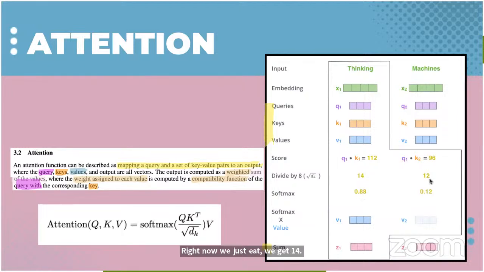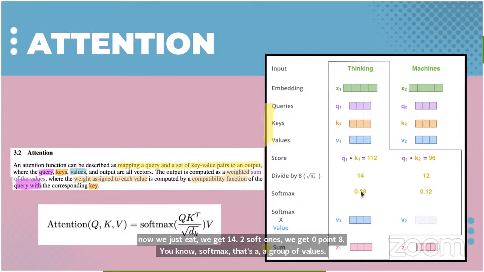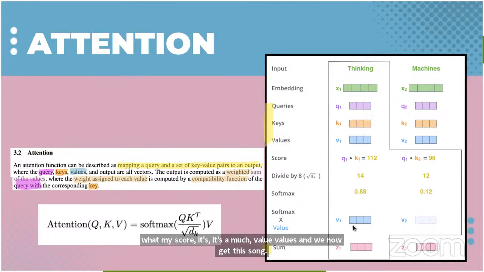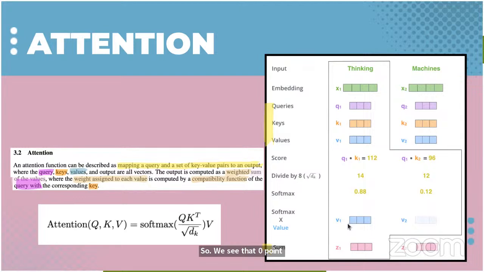Softmax has to do with a group of values, so these two add up to 1, right? And now that softmax score is used to multiply the values, and we get the sum. So we see that 0.88, this one is most likely going to be attended to more than the other word, machine. The 0.12 times that will most likely be 0.08. So at this point, thinking is attended to more than the word machine at this particular pass.